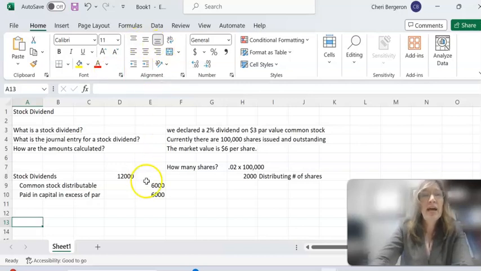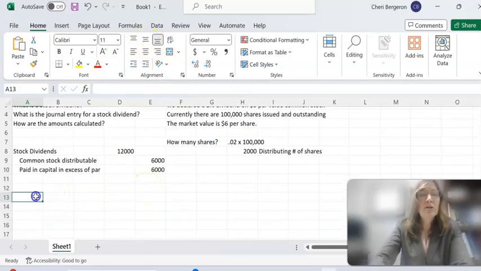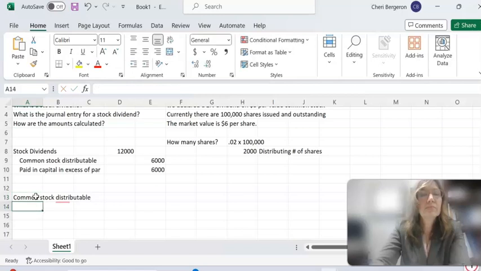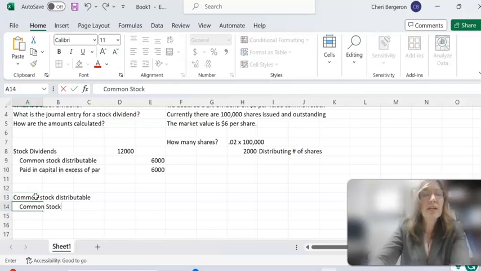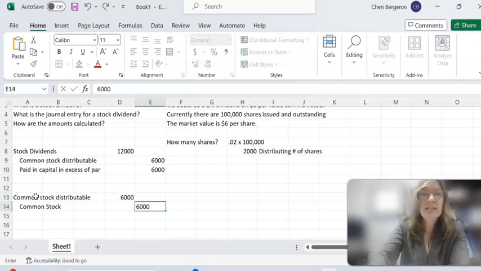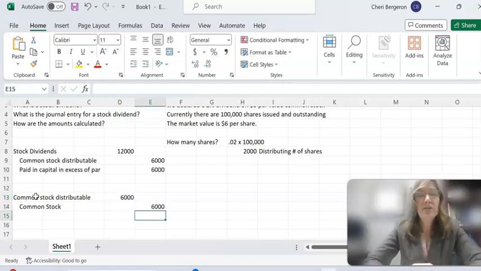And then when you go to actually distribute it, all you have to do is turn that distributable into common stock. So we're going to get rid of common stock distributable and turn it into common stock because we're going to actually issue it. And so that was just the $6,000. Everything else can stay just as it is. It has already issued that amount to the paid in capital in excess of par. That stays there. The stock dividend stays there. And now we've just shown we've distributed it. And now we actually have that issued stock.